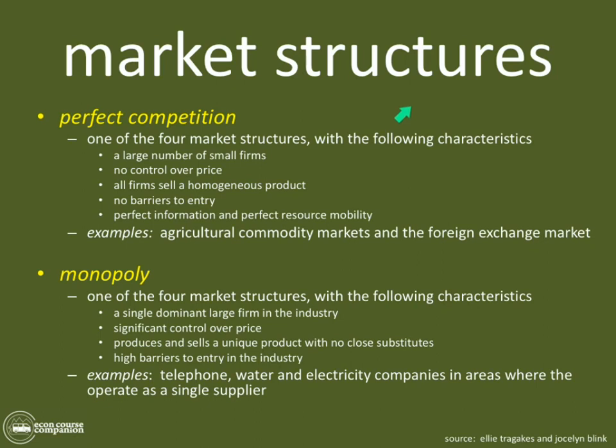All right, perfect competition. It is obviously one of the four market structures with the following characteristics. Number one, a large number of small firms. In perfect competition, the firms have no control over price. All firms sell a homogeneous product, there are no barriers of entry, and there's perfect information and perfect resource mobility. Examples of this: agricultural and commodity markets and the foreign exchange market.